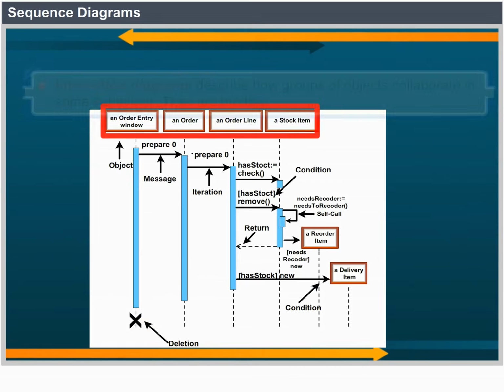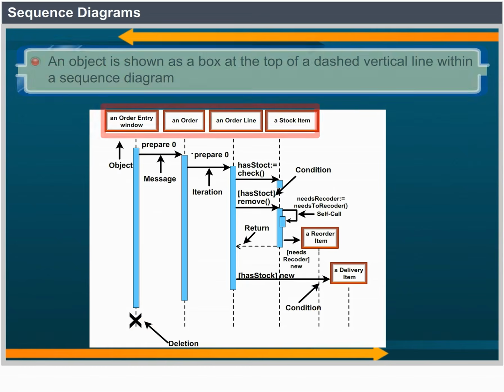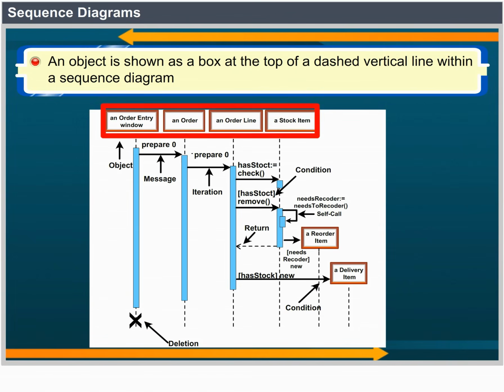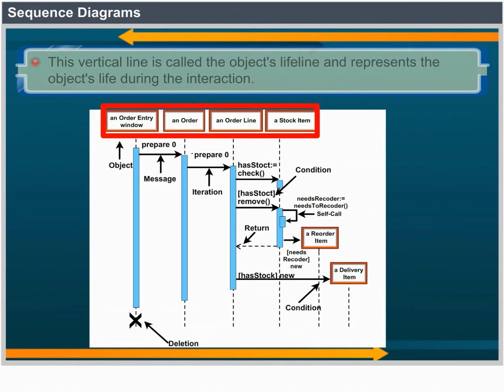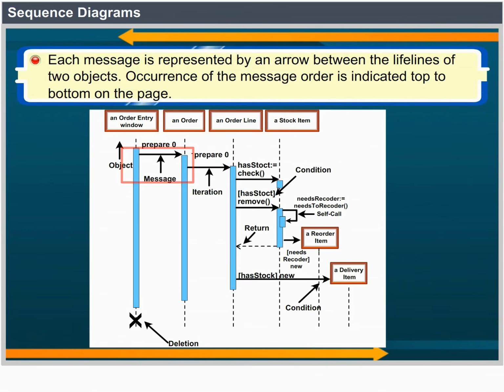Sequence diagram. Interaction diagrams describe how a group of objects collaborate in some behavior. They are modeled. An object is shown as a box at the top of a dashed vertical line within a sequence diagram. This vertical line is called the object's lifeline and represents the object's life during the interaction. Each message is represented by an arrow between the lifelines of two objects.